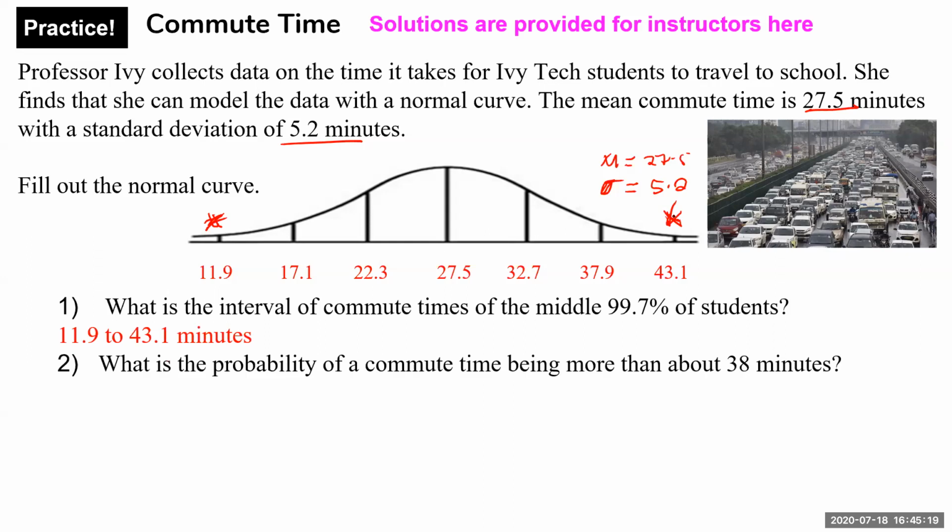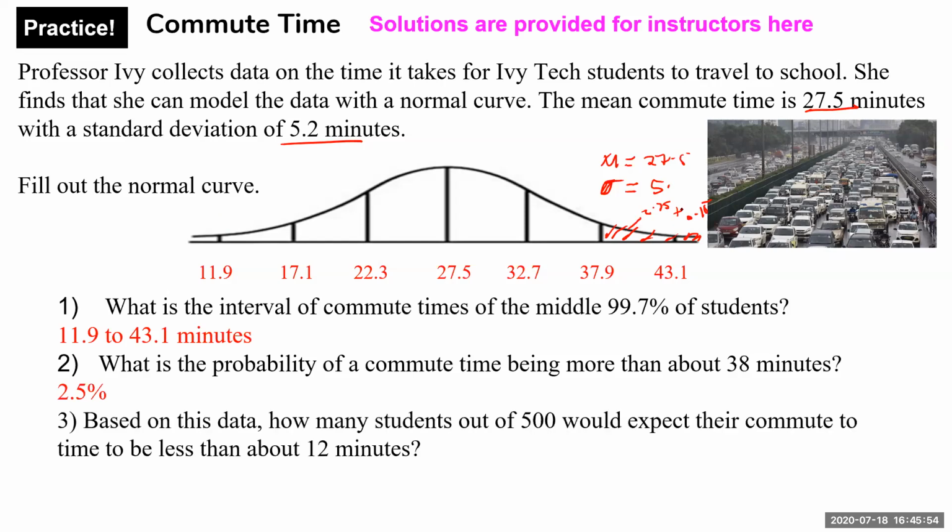Now, what is the probability of a commute time being more than 38 minutes? So the probability of a commute time being more than 38 minutes, okay? Don't forget this percentage here is 2.35, and this is 0.15. Now, 2.35 plus 0.15 will give you what? 2.5%. Sounds good?